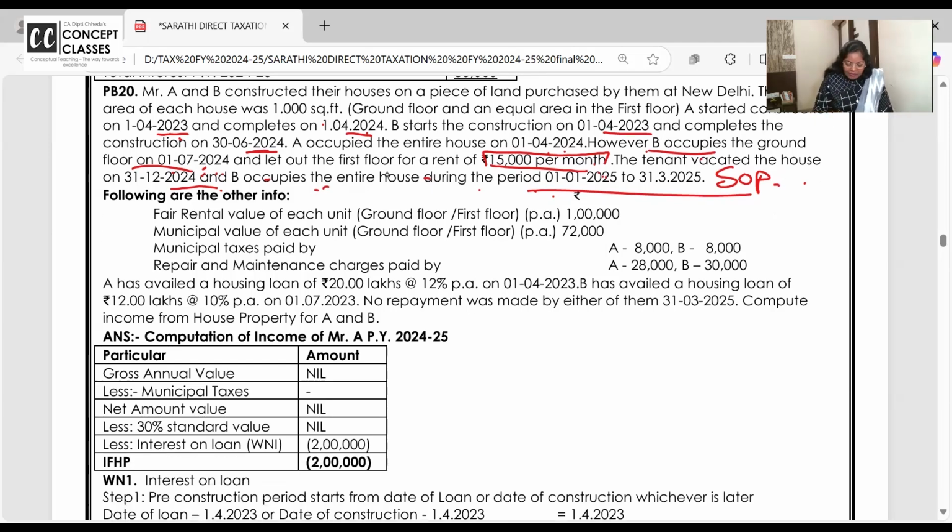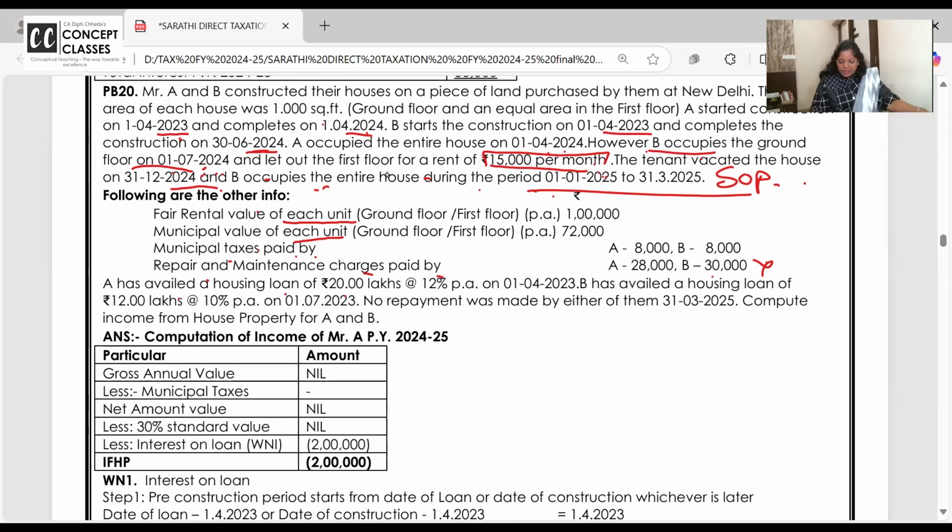This time, fair rent and municipal value, I want all of you to underline this. They didn't give the fair rent and municipal value of the whole house, like yesterday when we did 2-3 questions. They have given the fair rent and municipal value of each unit, right? And municipal taxes paid, they have given. Repairs and maintenance is of no use because we take standard deduction.